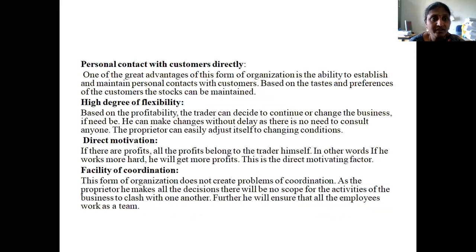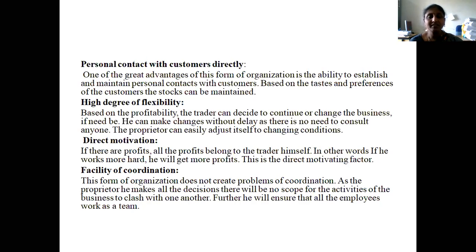Another advantage: personal contact with the customers directly. See here, if you observe any business closely, you can automatically write these side headings on your own. What are the things happening in that business and how will it be helpful for doing that business? How is it becoming advantageous? We are considering things like that.